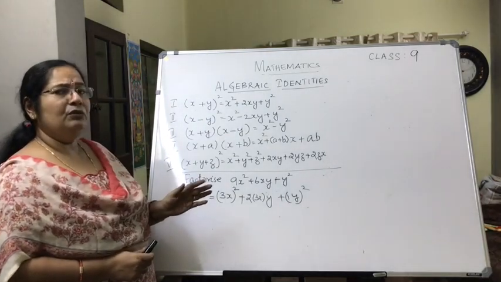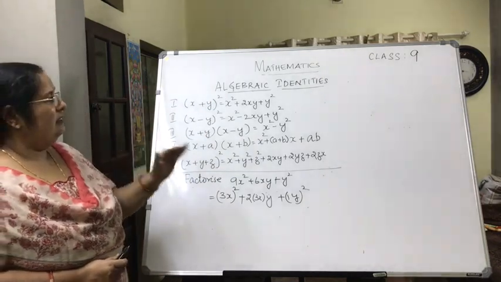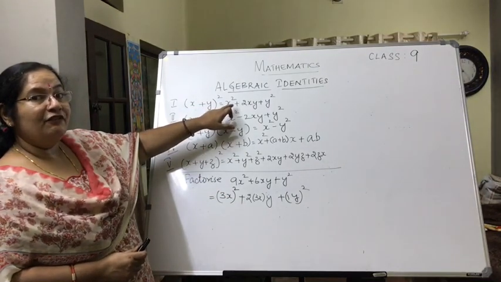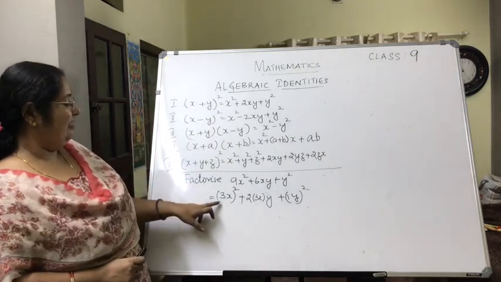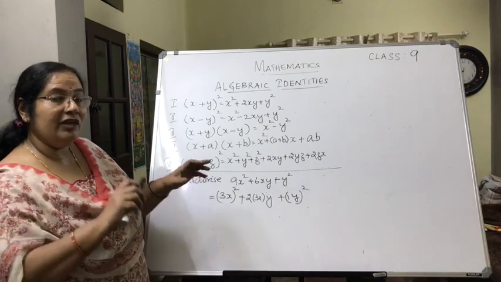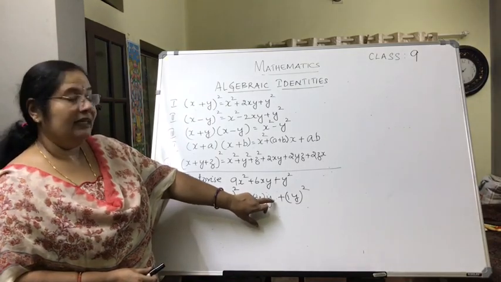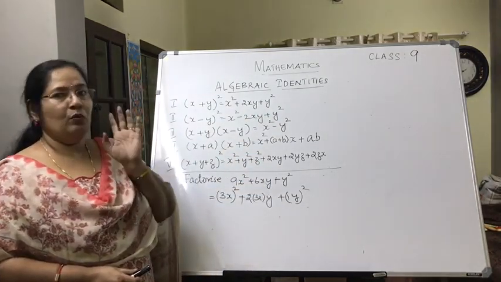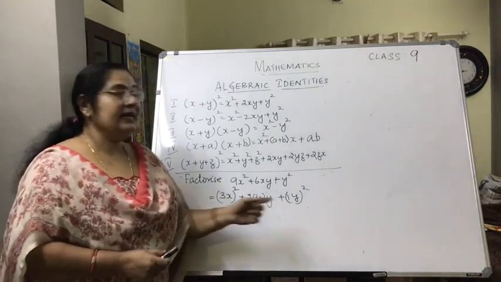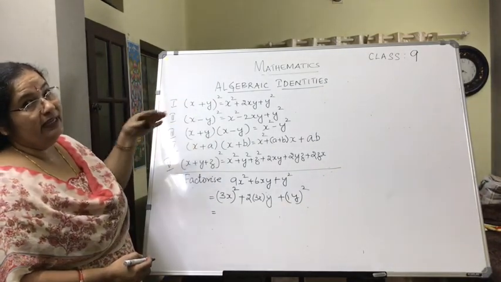Now look at this expression, what you have got here. Does it resemble any of the right hand sides of the identities you have learned? Yes, this corresponds to the first identity's right hand side. X square, here, what is our x? This is 3x. 3x the whole square, plus 2xy, plus y square. Y here is 1y, 1y the whole square. So we can write this entire expression as, what is the left hand side corresponding? X plus y the whole square.